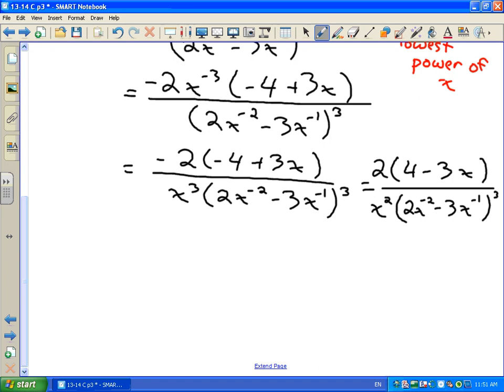What did I do? Oh, it should be a 3. Thanks. You said x to the power 3 and I wrote x to the power of 2. There we go, x to the power of 3.